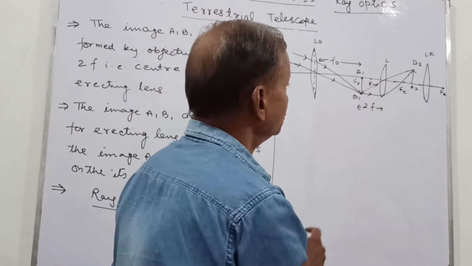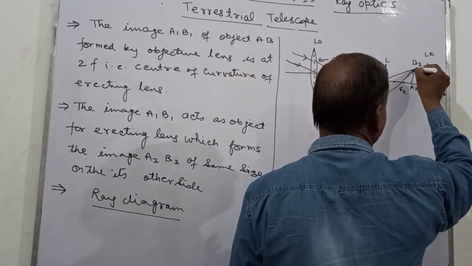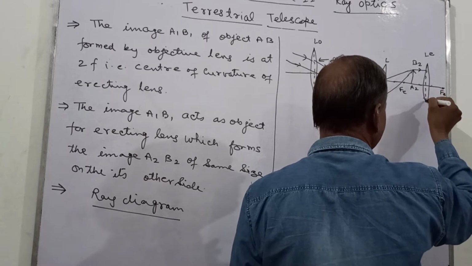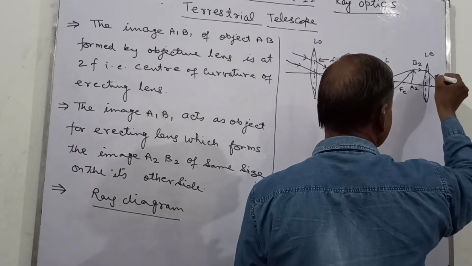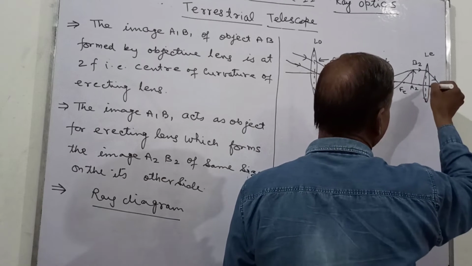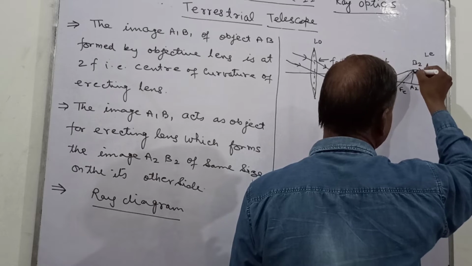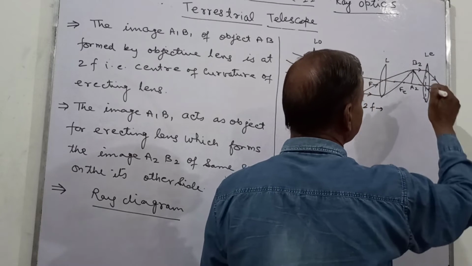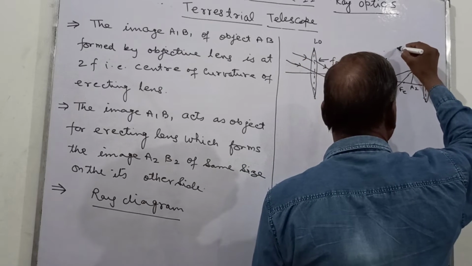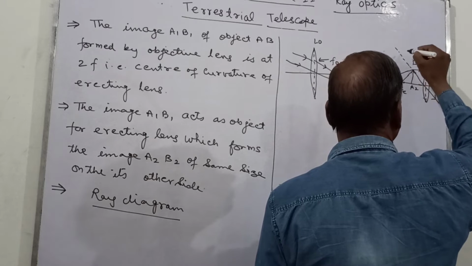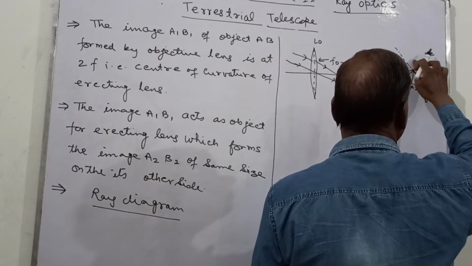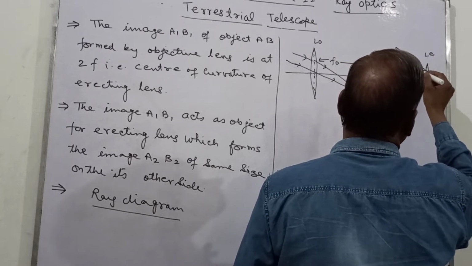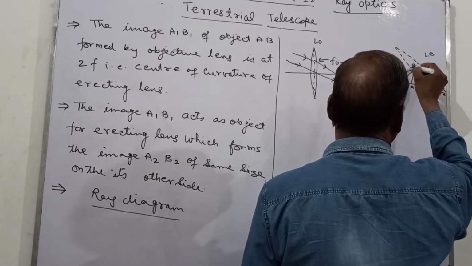eyepiece. So now this light ray will be parallel to the principal axis and will pass through the focus like this. Another ray will pass through this optical center like this. When we extend these two, like this, this is your B2.